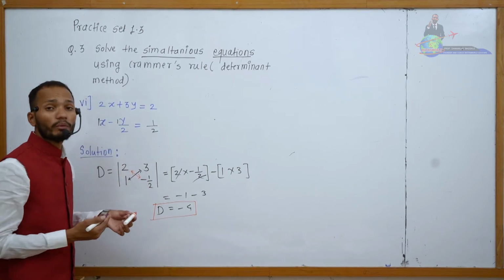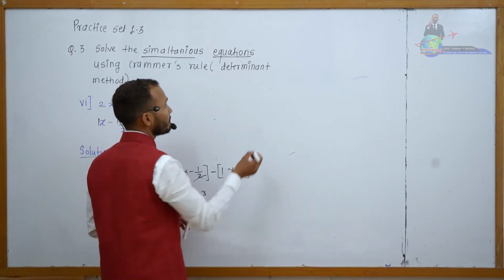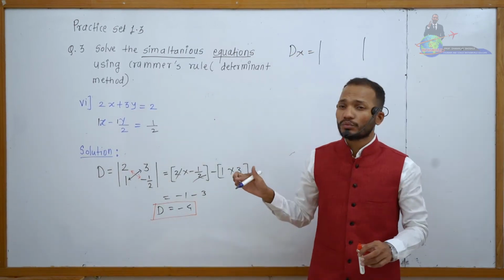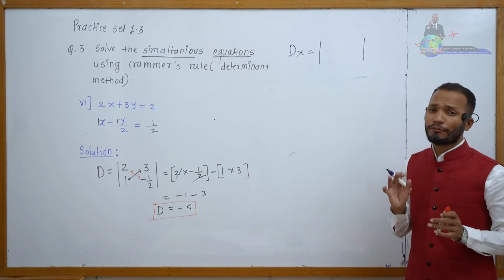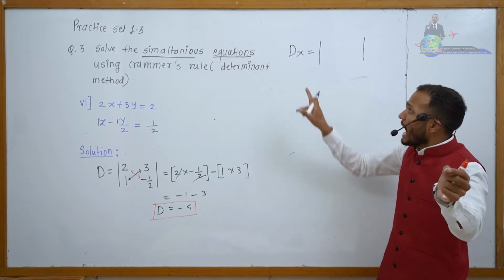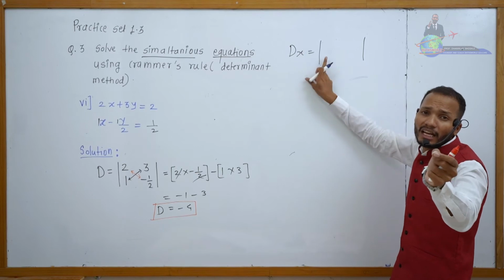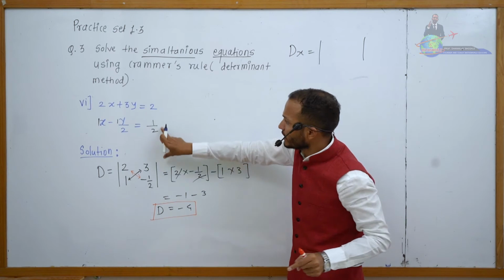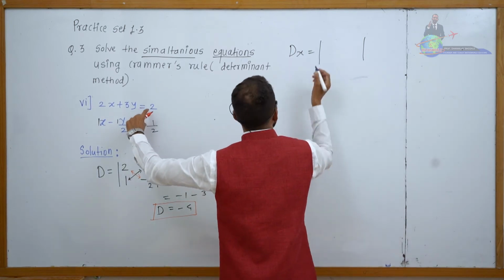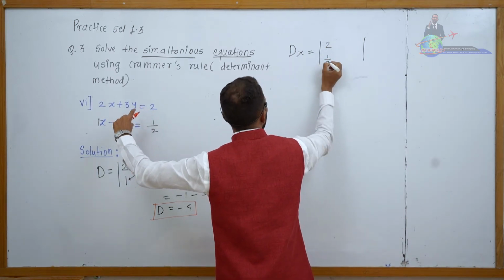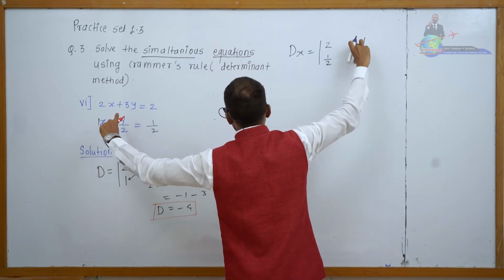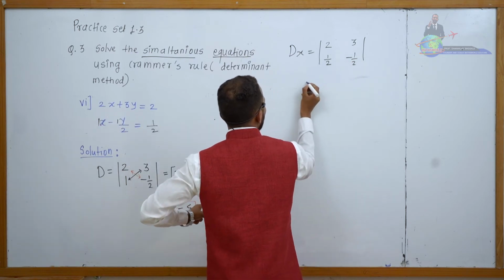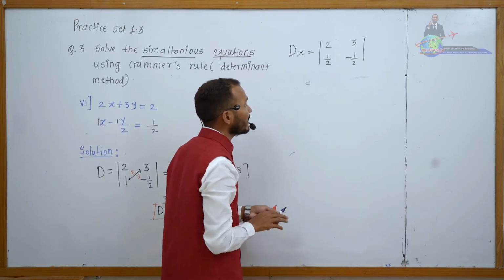Correct? Student, we are going towards the value of Dx. Dx is a determinant, so this is the symbol. The first column is the coefficient of x, but in the previous lecture we learned that when finding Dx we do not write the coefficient of x. Then what do we write? The constant numbers, which are on the opposite side of the equal sign, the RHS side: 2, 1 by 2. This is the position of the coefficient of y: 3 and minus 1 by 2. Student, solve it. What is the answer?